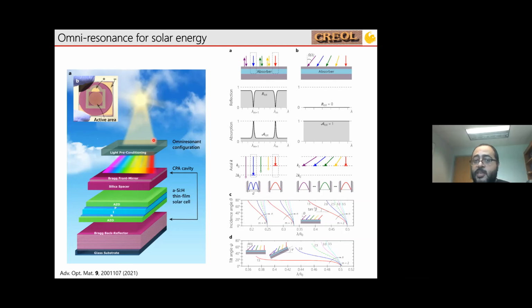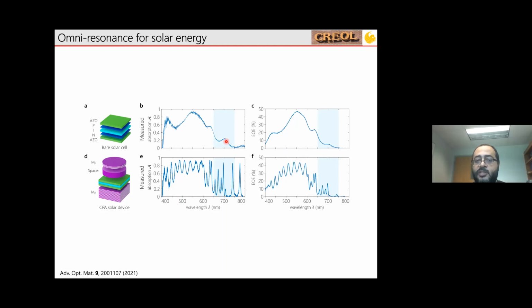This is the bare cell. It's a thin film, amorphous silicon PIN junction. Putting it just in the cavity results in the emergence of a lot of resonances, including in the infrared. And as you can see, the optical absorption here is close to 100%, even though the base absorption of the material, the amorphous silicon, is very small in the infrared.